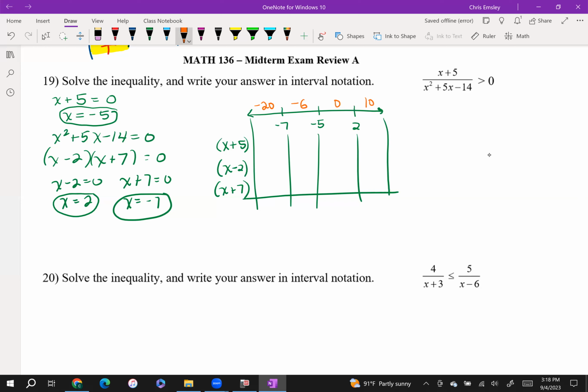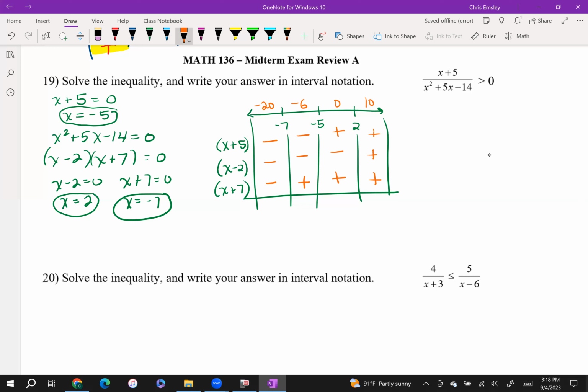Then we take each one of these values and plug it into our expression over here on the left. -20 plus 5 is negative. -20 minus 2, also negative, and -20 plus 7 is negative. Do the same thing for x equals -6. -6 plus 5 is negative. -6 minus 2 is negative, and -6 plus 7 is positive. 0, we plug in and we get a positive, a negative, and a positive. And then when we plug in 10, we get all positives.